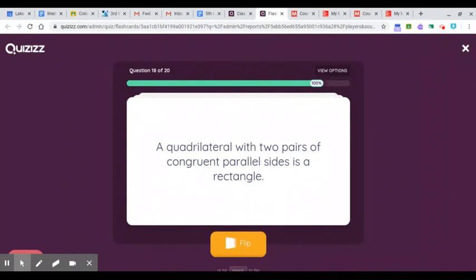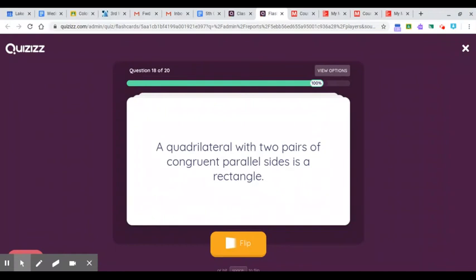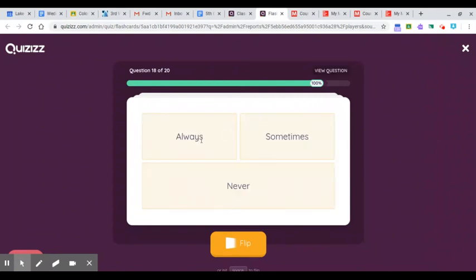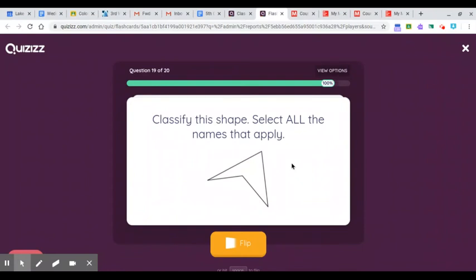A quadrilateral with 2 pairs of congruent parallel sides is a rectangle. So a quadrilateral with 2 pairs of congruent sides, parallel sides, is a rectangle. Sounds good to me. That always makes me nervous. Let's check one more time. A quadrilateral with 2 pairs of congruent parallel sides is a rectangle. Okay, I'm going to say always. Sticking with my answer here. But see how I went back and reread the question one more time just to be safe? You guys don't have a timer, so you want to make sure you do that.